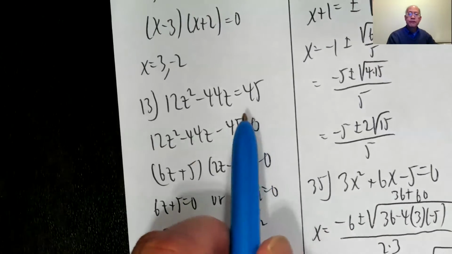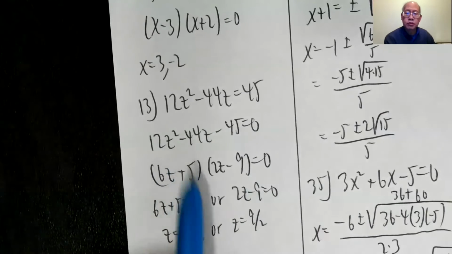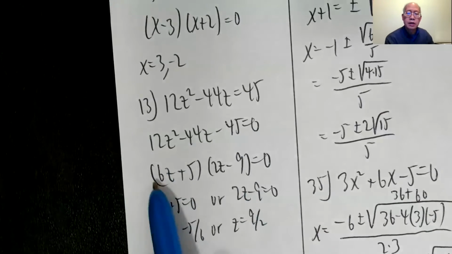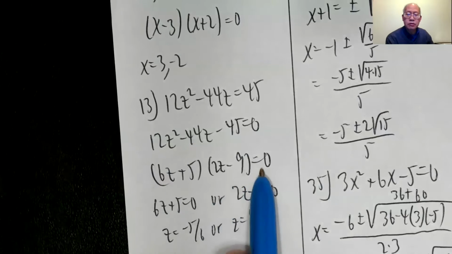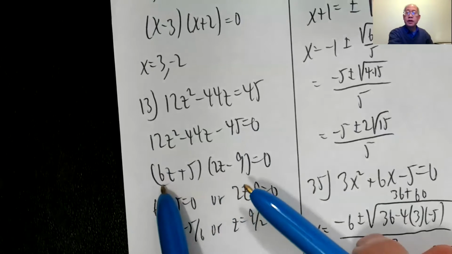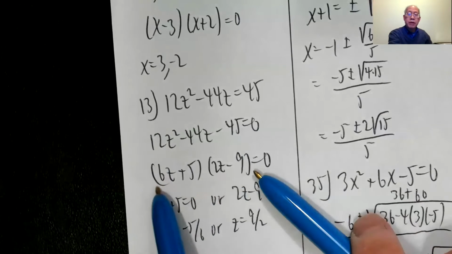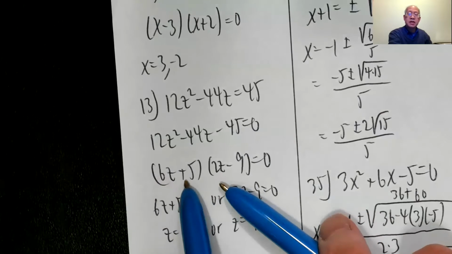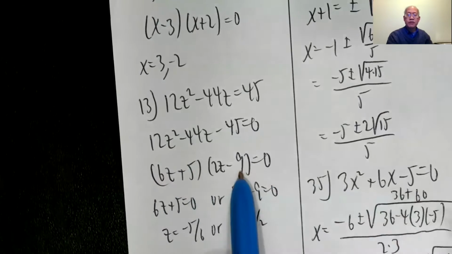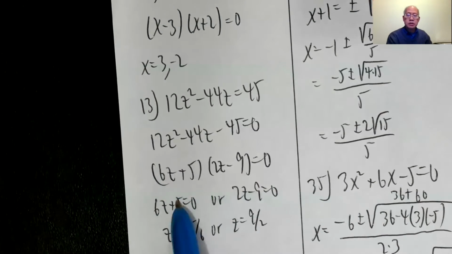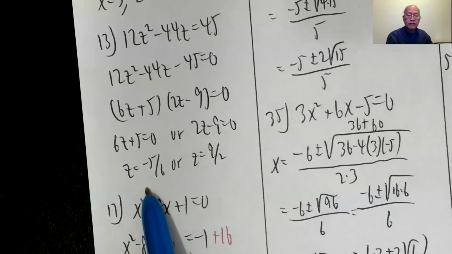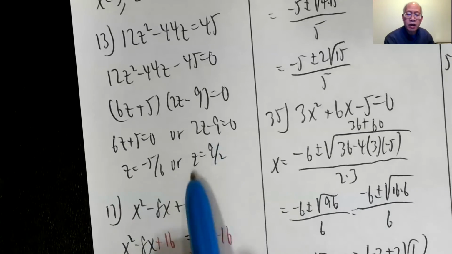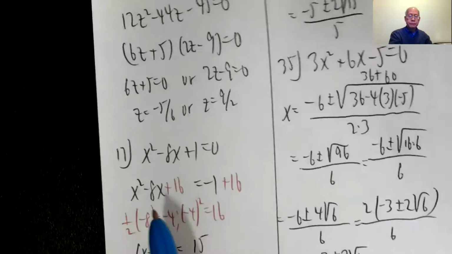And this one, move over the 45, 12z squared minus 44z minus 45 equals 0. Okay, this comes out to be (6z plus 5)(2z minus 9) equals 0 by factoring. You can double check by FOILing it out again. 12z squared minus 54z plus 10z is minus 44z, minus 45 equals 0. So that means either this is 0 or this is 0. This one, subtract 5, divide by 6, so it gives you z is negative 5 over 6. Here, add 9, divide by 2, z is 9 over 2.